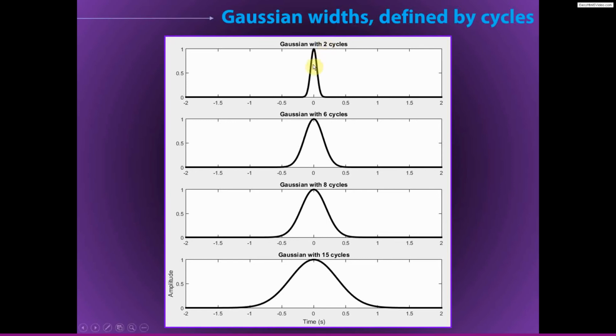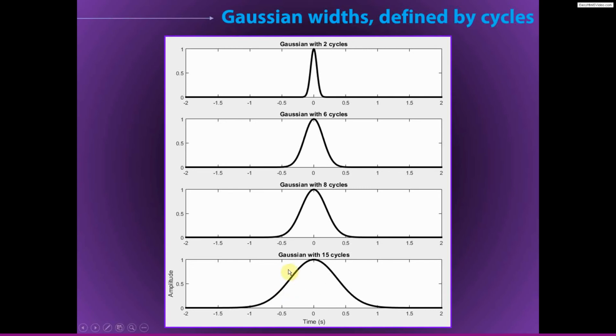Probably you had something like this in mind. Here's almost exactly the same Gaussian in these 4 plots. It's the same sampling rate, the same time vector, the same frequency used for the scaling. All I've changed here is the number of cycles. You can see that with 2 cycles, for example, the Gaussian is very narrow, and with 15 cycles, the Gaussian is very wide. So that's not too surprising, that kind of makes sense.